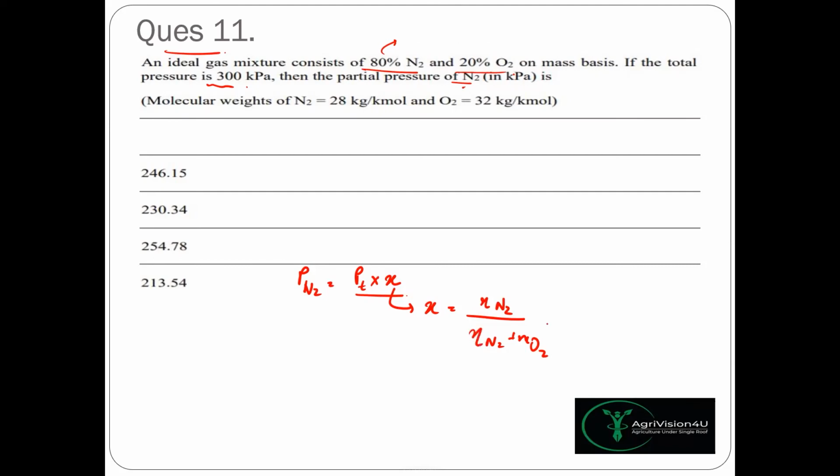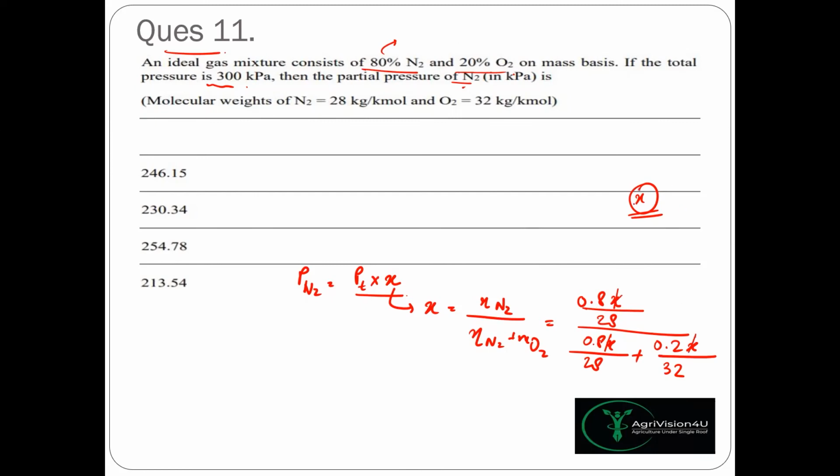So here number of moles of N2 would be, it is 80% by mass. Let's just say our total was x kgs, so 80% of x kg would be 0.8x divided by the molecular mass of N2, which is 28, plus mass of oxygen, that is 20% of x, that is 0.2x divided by molecular mass, that is 32. From here we can see x cancels out. This x, let's just say it is K, otherwise we'll get confused.